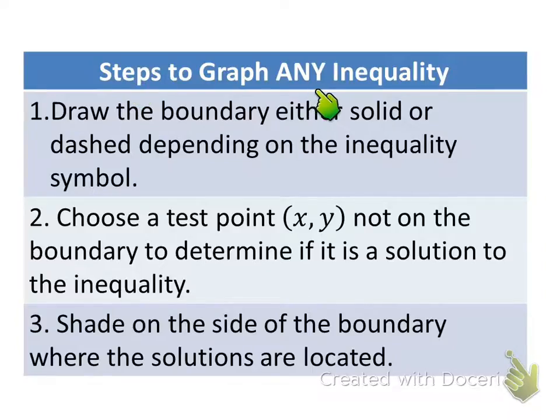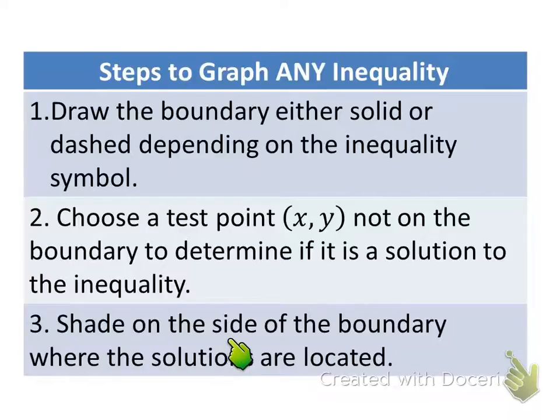Steps for any inequality. This is a good review for final. Any inequality, you have to draw the boundary. Whether it's a line, a parabola, or a cubic function, you draw the boundary according to your strategies. It's either going to be solid or dashed depending on the inequality sign. Then you choose a test point, not on that boundary. You have to choose a test point somewhere to determine if it is a solution or not.